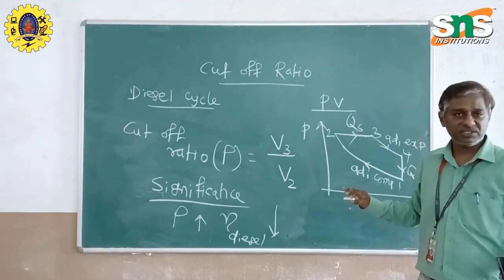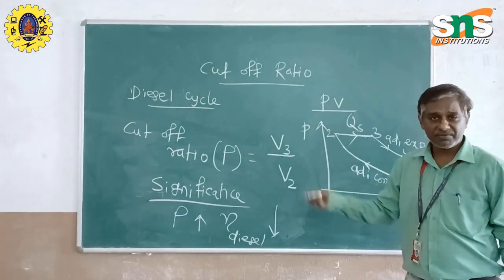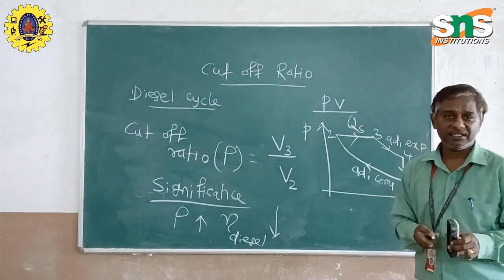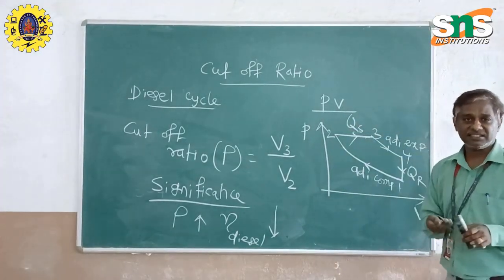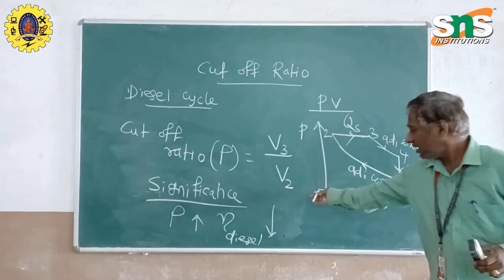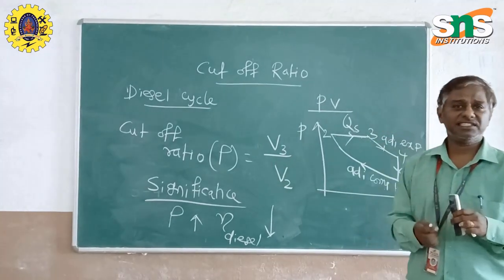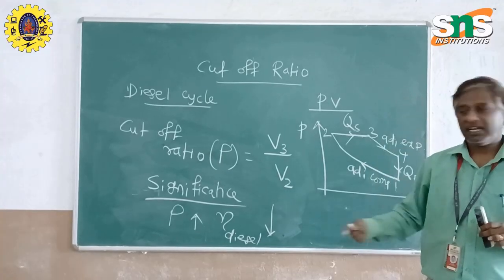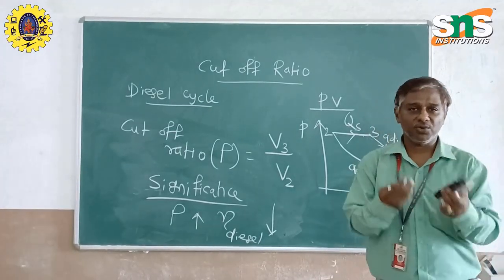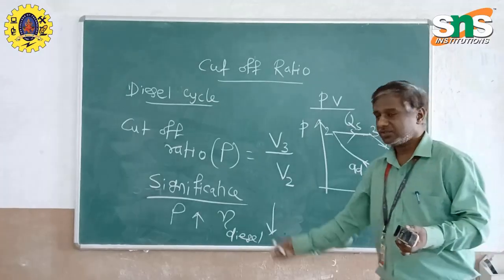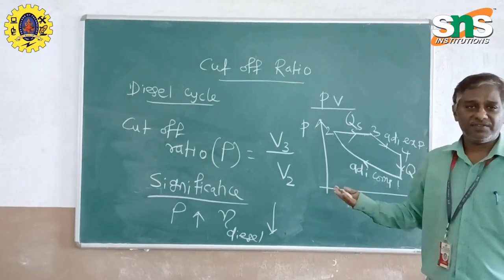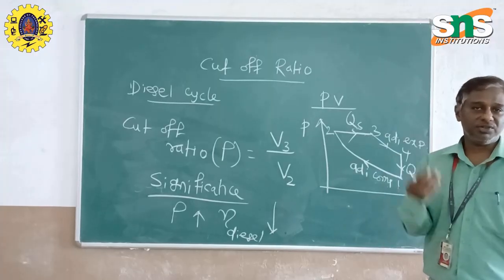Have you understood? At the same time, we have the cutoff ratio as well as the compression ratio, which has been discussed in the Otto cycle also. If the compression ratio increases, the efficiency of the diesel cycle goes on increasing. At the same time, we also have to know the significance of the cutoff ratio. Cutoff ratio means we cut off the fuel, so the efficiency of the diesel cycle will come down.